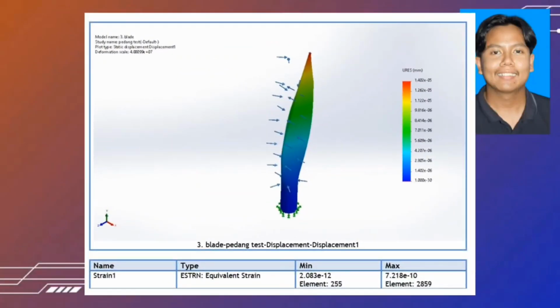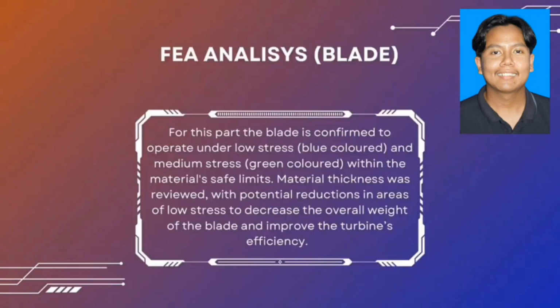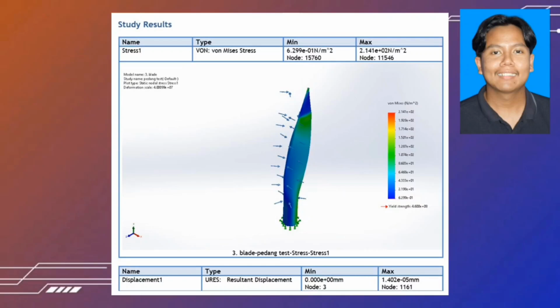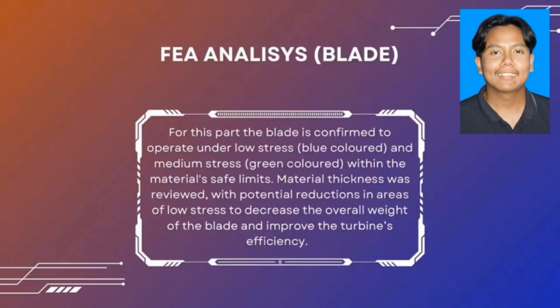FEA analysis, blade. For this part, the blade is confirmed to operate under low stress, colored blue, and medium stress, colored green, within the material safe limits. Material thickness was reviewed with potential reductions in areas of low stress to decrease the overall weight of the blade and improve the turbine efficiency.